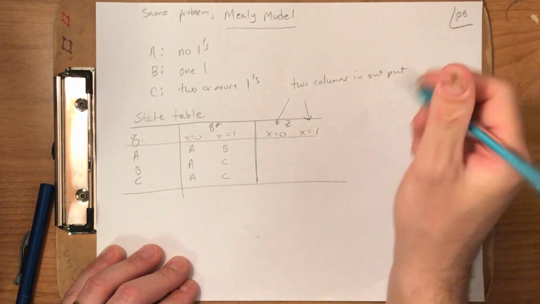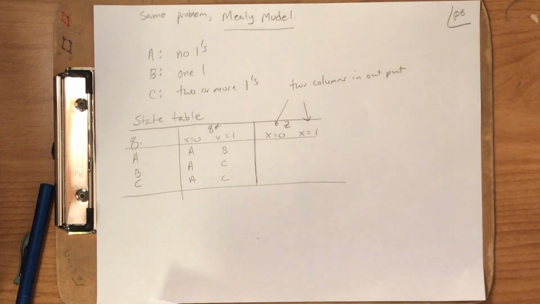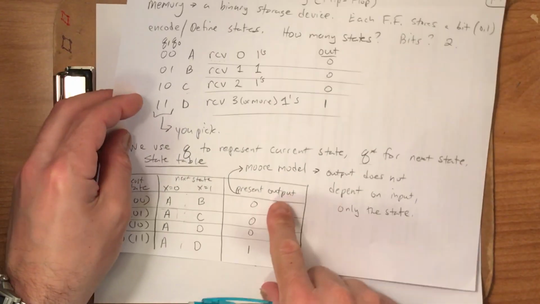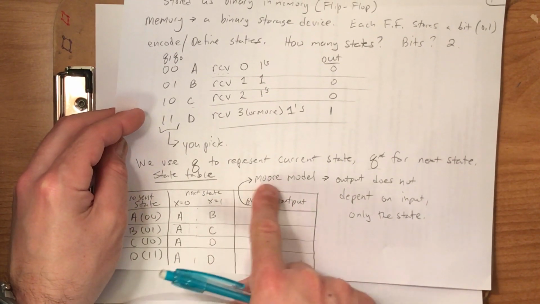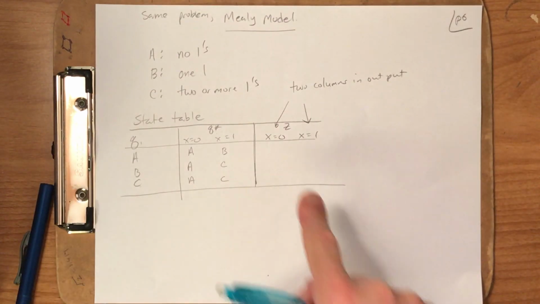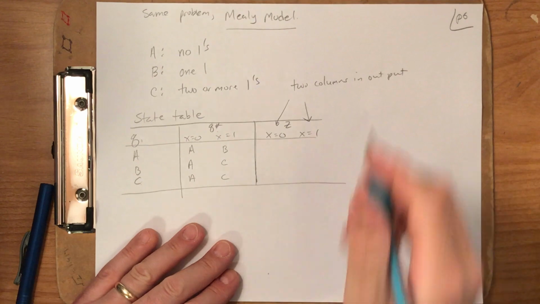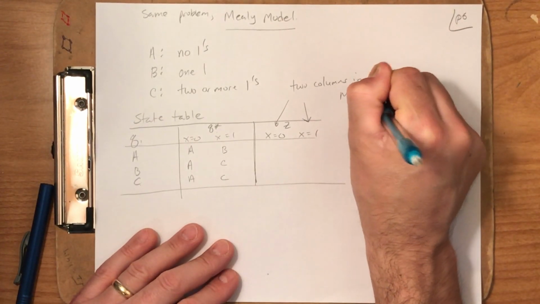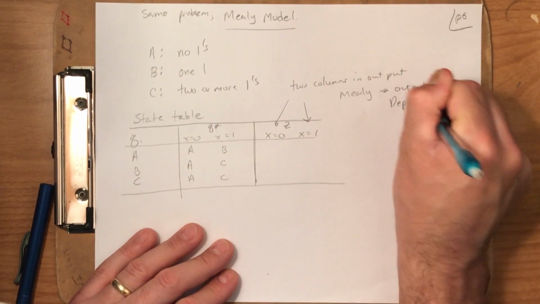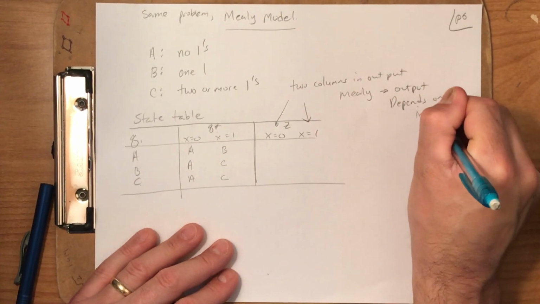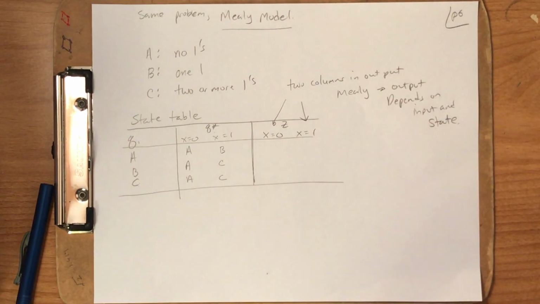Notice here, this is different. Go back in your notes, look at two pages ago. I'll pull it up here. Output only depends on the state. There's no x equals 0 or x equals 1 here. That's a Moore model. This is a Mealy model, what we're looking at now. Output depends on the input and the state.